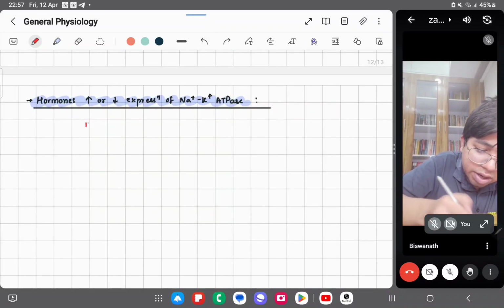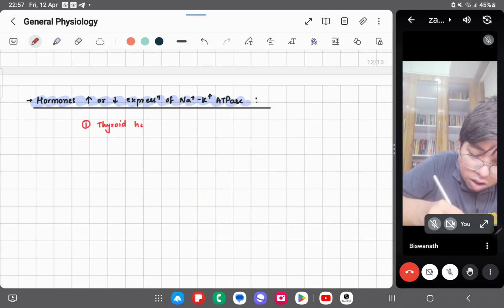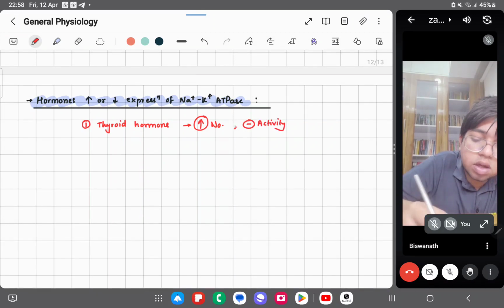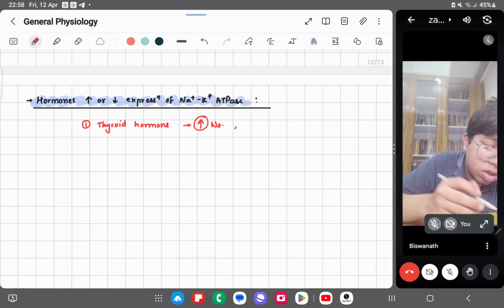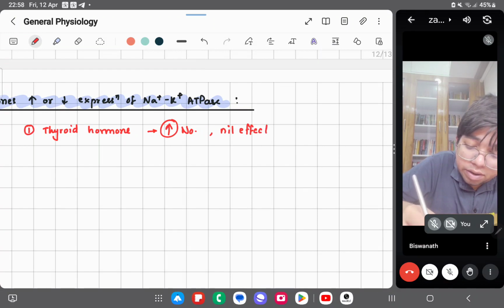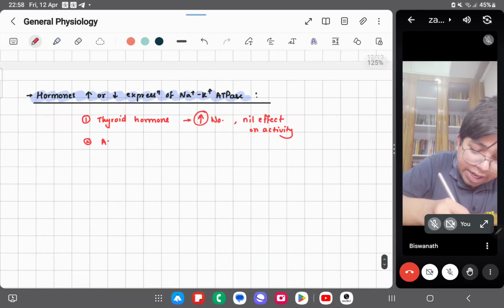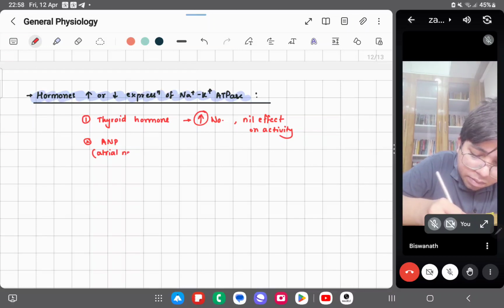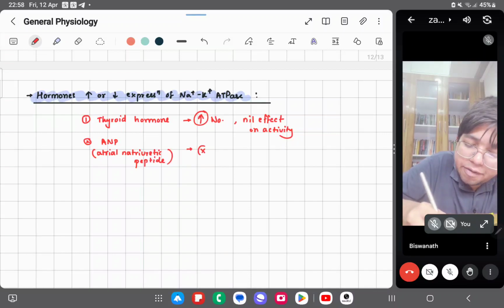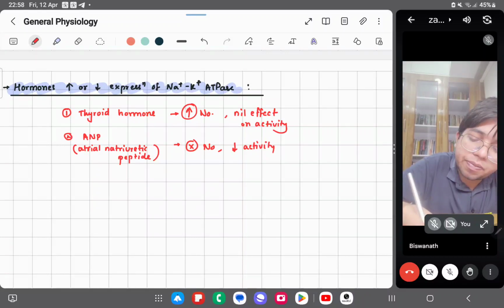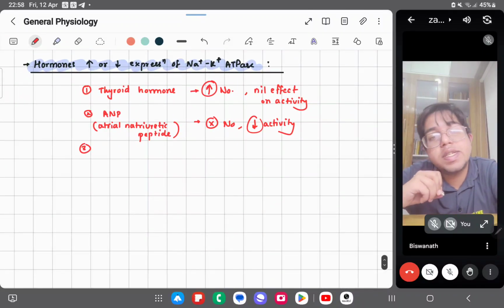Thyroxine, first one, just write: will increase number, nil effect on activity. Another one is ANP. ANP is atrial natriuretic peptide. This atrial natriuretic peptide has no effect on number, but it decreases the activity. Decreases activity, right? The third important hormone is your insulin.